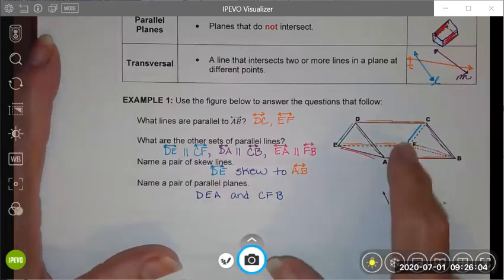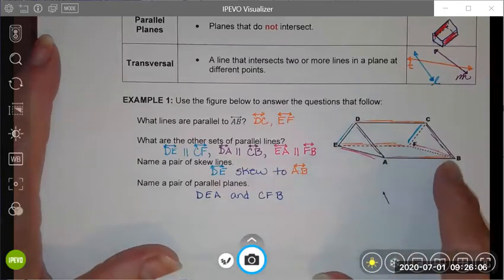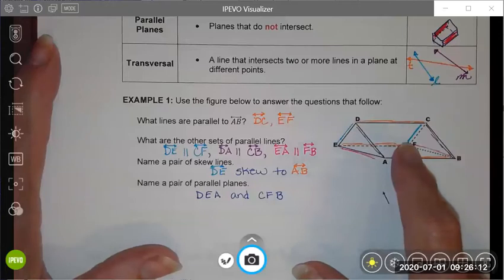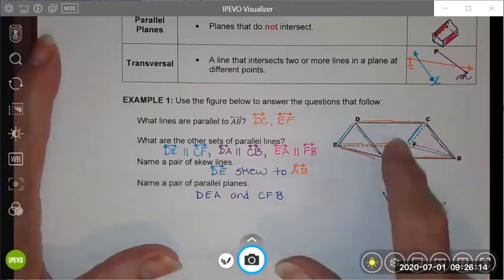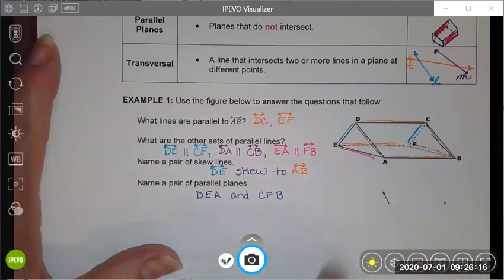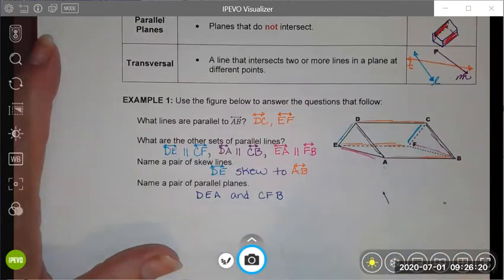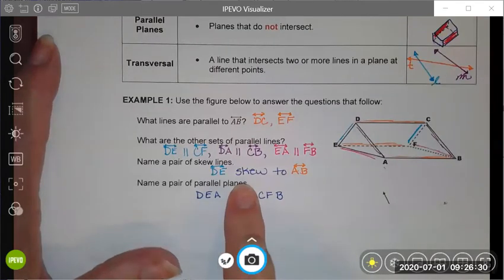The bottom left is parallel to the bottom right. My back sides are also parallel lines. I highlighted those in blue. And then the last set of parallel lines would be DA and CB, and I colored those in purple. I don't know that you can see that as well as I can, but those are the sets of parallel lines. There are lots of skew lines in this diagram.